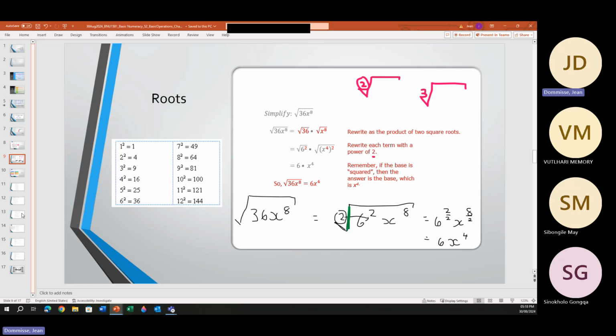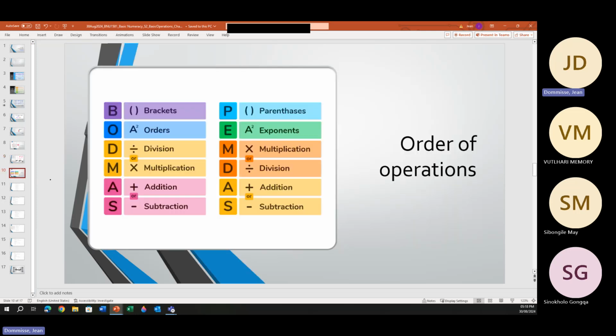Okay, then the last one before we get to some exercises is just, and you might have seen it in some of the other subjects as well, is what we call BOTMAS. So basically order of operations.